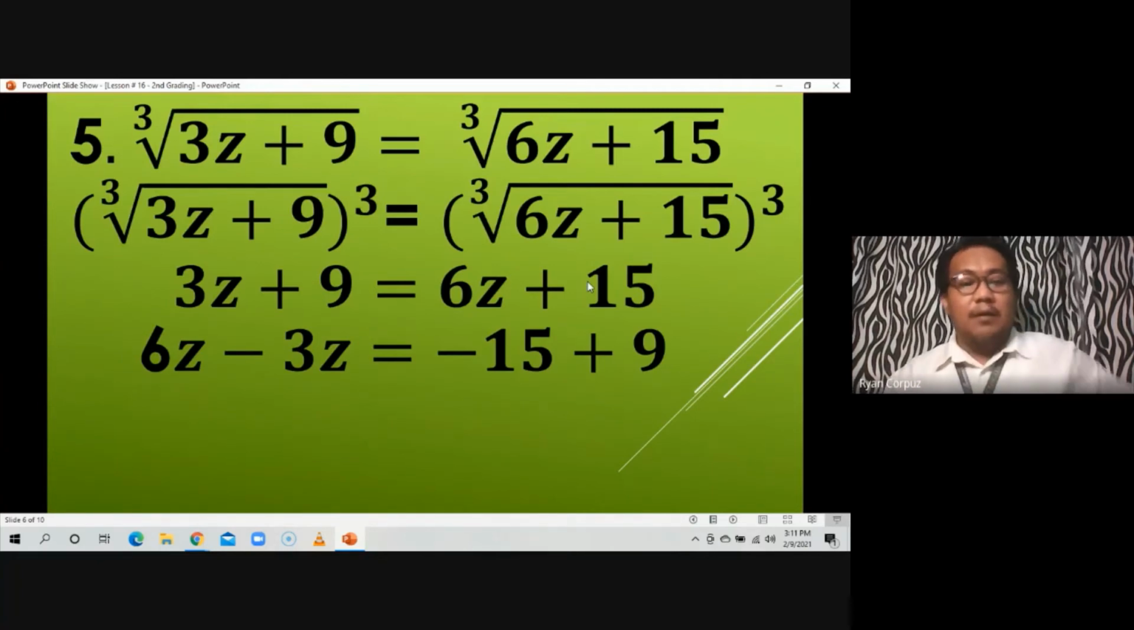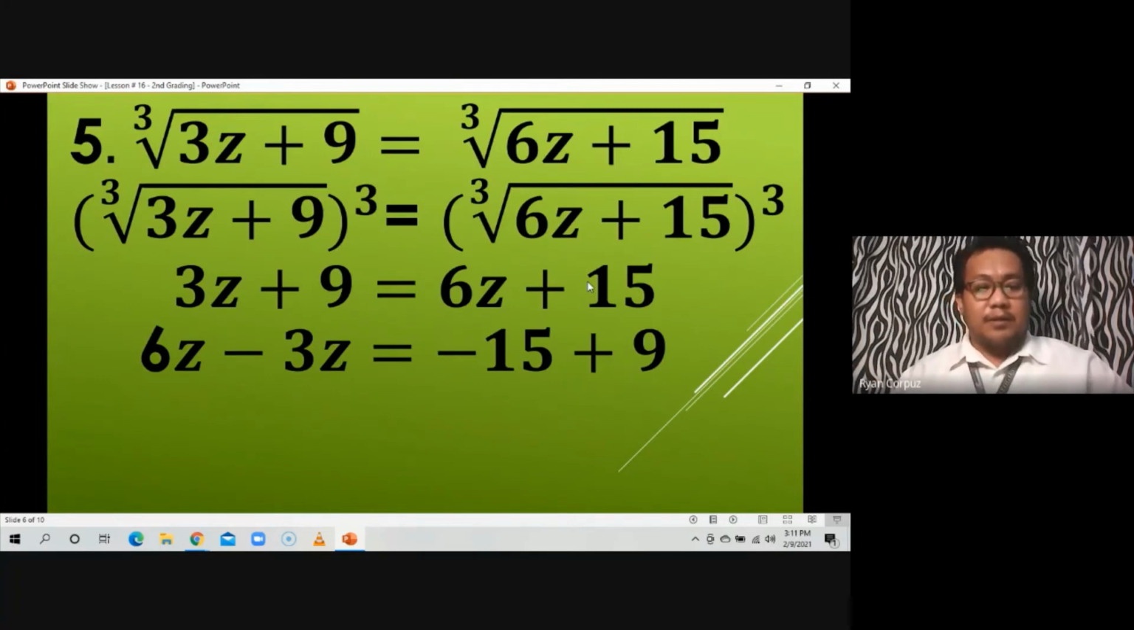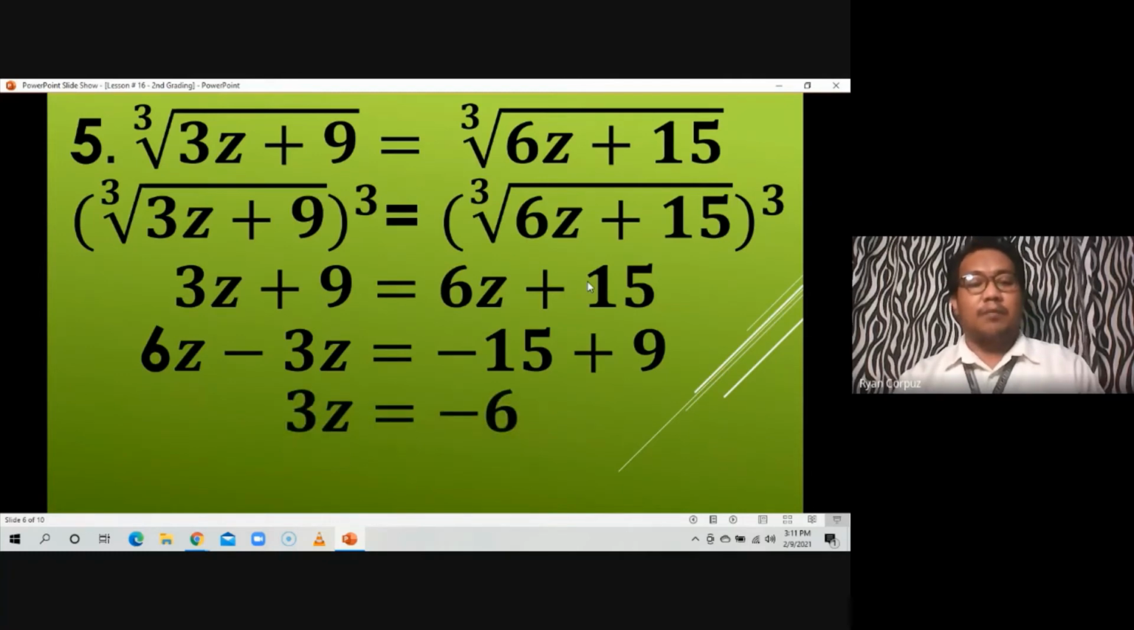Then from there, simplify it. So let's subtract them. 6z minus 3z, we have here 3z. Then on the other side, it's negative 15 plus 9. We come up with negative 6. So now it is 3z is equal to negative 6. Since z is what we are looking for and it is still accompanied by 3, to remove that, we have to divide both sides of the equation by 3.